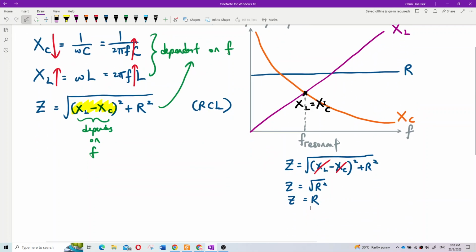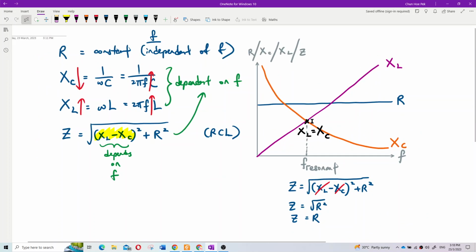So that is a point for Z. Yeah, the point for Z. Now I want to plot the graph of Z. So what happens before the resonant frequency? Let's say before the resonant frequency, you can see XC is bigger than XL, isn't it?